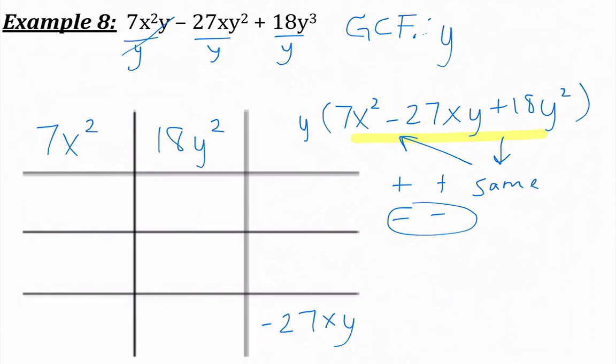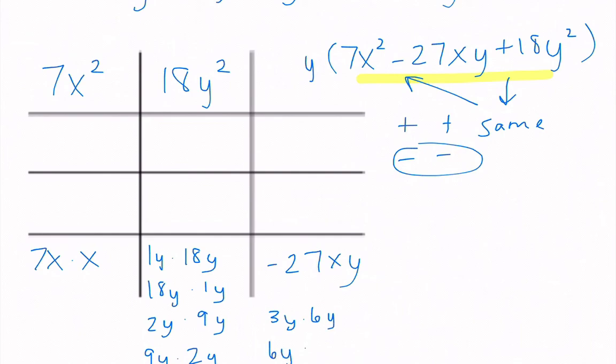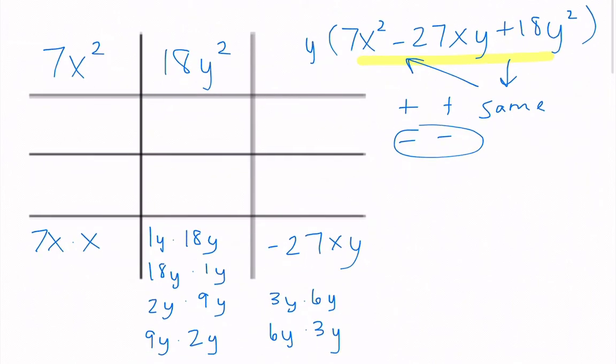Lucky us, the only factor for 7x squared is 7x times x. So now let's find the factors of 18y squared. We have to keep those y's in mind. So it's 1y times 18y, and flip-flop that, 2y times 9y, and then 3y times 6y. All right, there's only one option for 7x and x, so great. Love that.